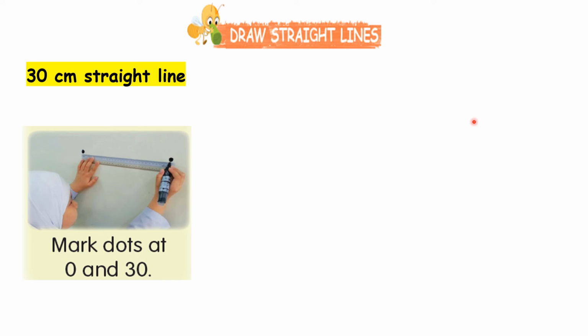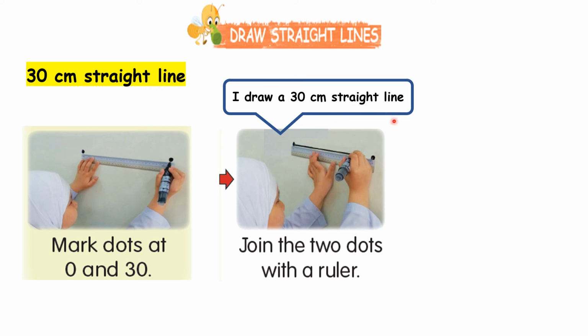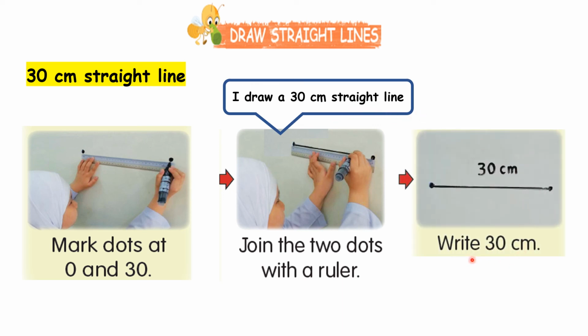Next you are going to draw straight lines. First example, we are going to draw a 30 cm straight line. Firstly, by using a ruler, look at the numbers 0 and 30 on the ruler. Mark dots at 0 and 30. Next, join the two dots with a ruler. So I draw a 30 cm straight line. Lastly, write 30 cm here. So done.